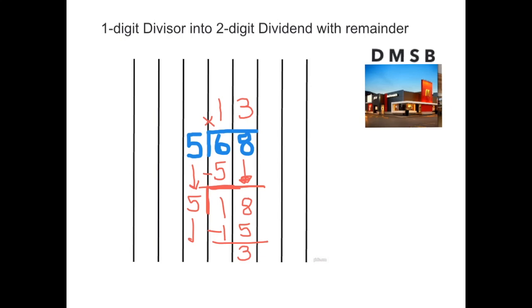Now, I'm going to check and see, is there anything to bring down? And the answer is no. So I am ready to finish this problem. I'm going to take my divisor of 5 and see, does it divide into 3? Of course it doesn't, because you can't take 5 out of something that you only have 3 of. So that means the 3 becomes your remainder. So our final answer is 13 with a remainder of 3.